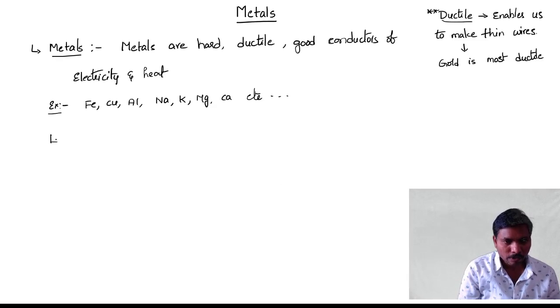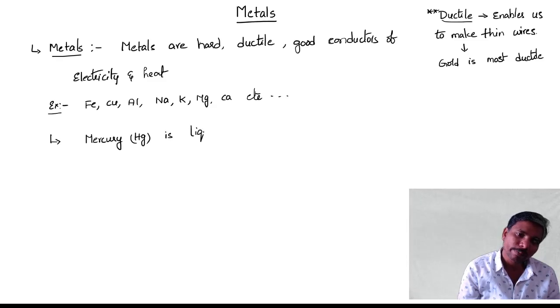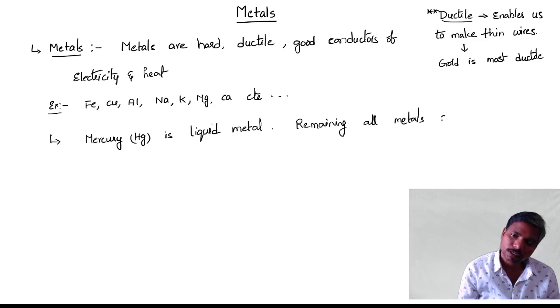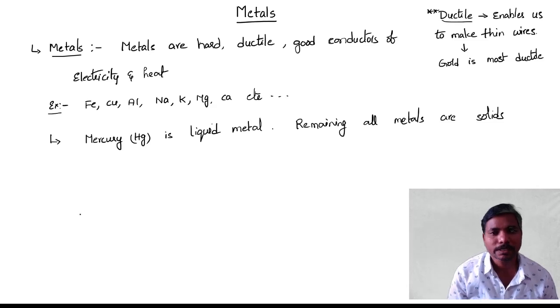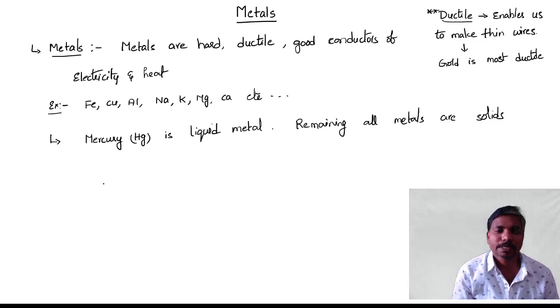Okay, so here note one important point: mercury, that is Hg, is a liquid metal. Remaining all are in solid form, meaning all metals are solids. Okay, and coming to some important points of metals, that is important properties of metals.